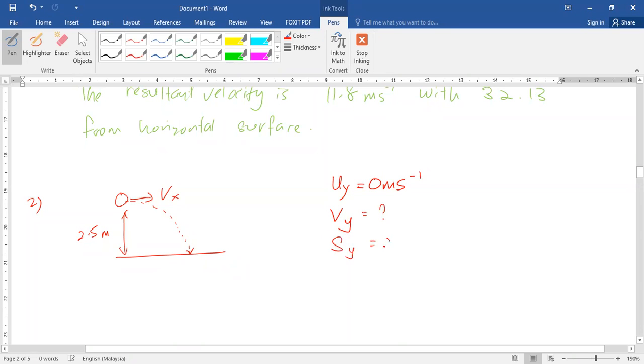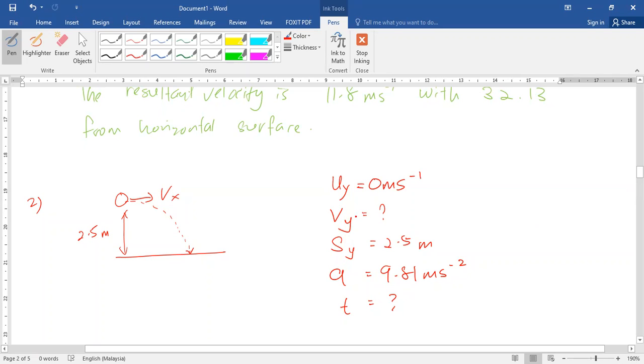Sy is equal to 2.5 meter. A is equal to 9.81 ms-2. And what is the t? We want to find out the time taken. So that means don't use any equation with v.